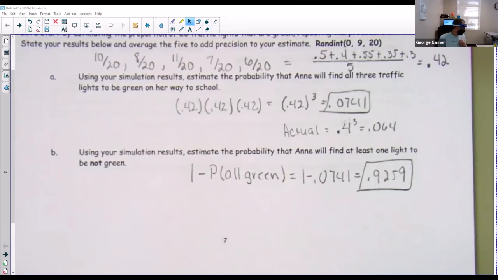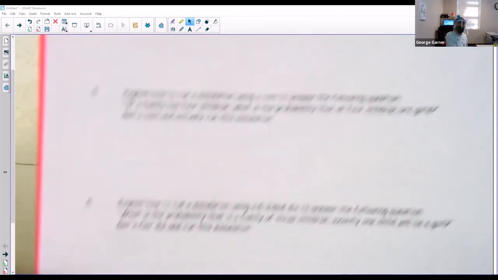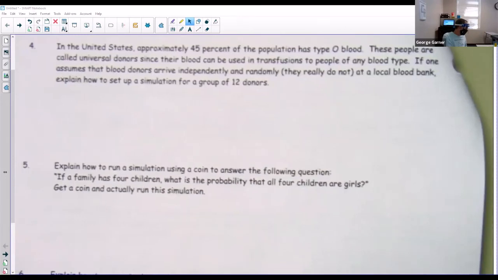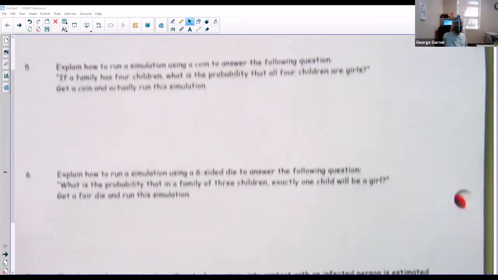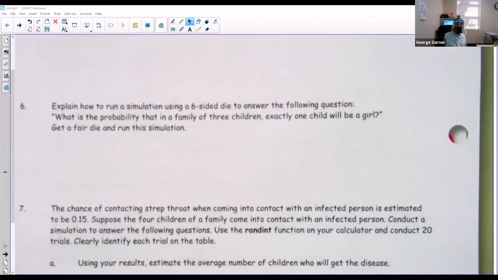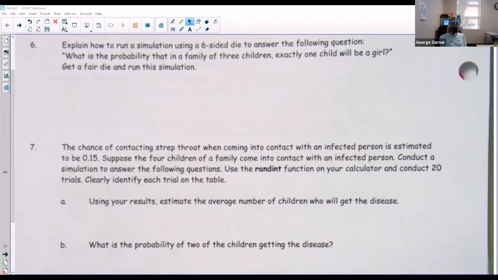It's interesting. So what to do with this? When you flip this over, there's 2 more pages of stuff. On number 4, you just have to explain how you would set it up. So you don't have to run the simulation. For number 5, they want you to flip coins. Just try to see if you can't translate that problem into a random integer problem, because I don't need you flipping coins. Number 6, yeah, they want you to roll a die to answer that question. You can probably convert that into a random integer thing for your calculator and run a quick simulation on it.